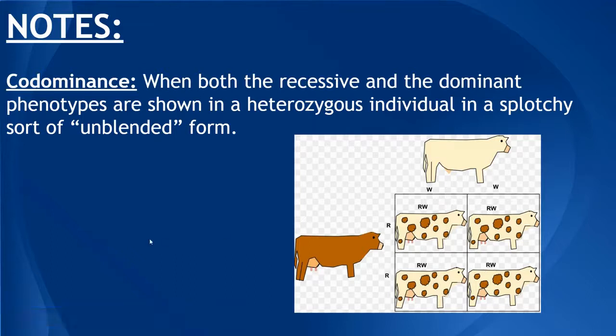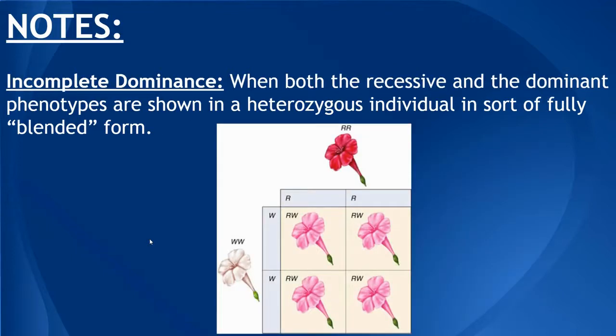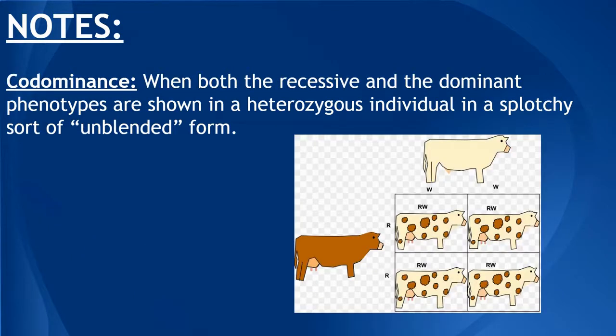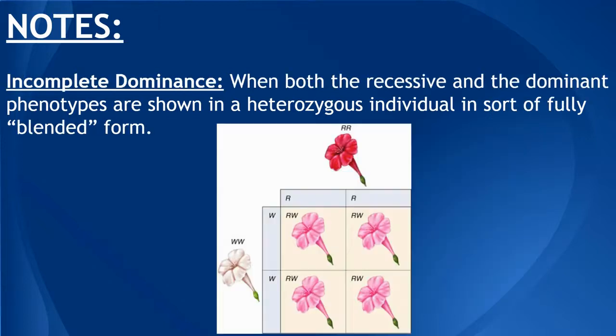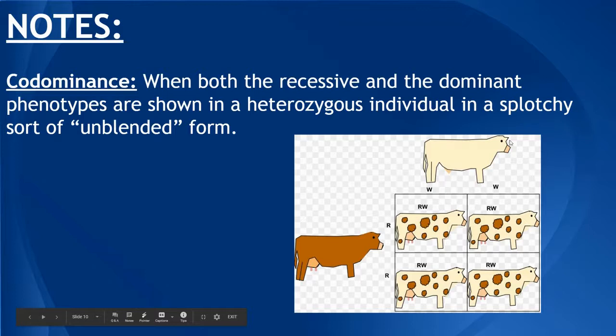All right. So really the main difference between incomplete dominance and codominance is how the coloration is. What does it look like? Is it a fully blended form like this, where you just combine the two to form a brand new full color? Or do they just take parts of each?